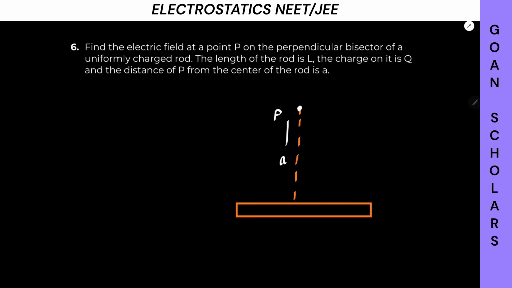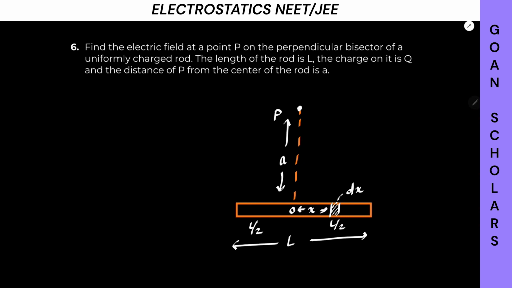This is at a distance of a, and the rod is of length L, correct? If it is equally split, this will be L by 2, L by 2. So this is L, and this is L by 2, and this is L by 2. Now let's imagine a small element, a small part of this rod. The length of the small part is dx, which we will integrate to get the whole rod later on. Let's say this is the center O, and from O this element is at a distance of x.